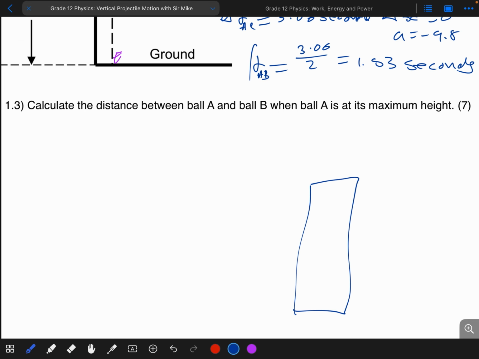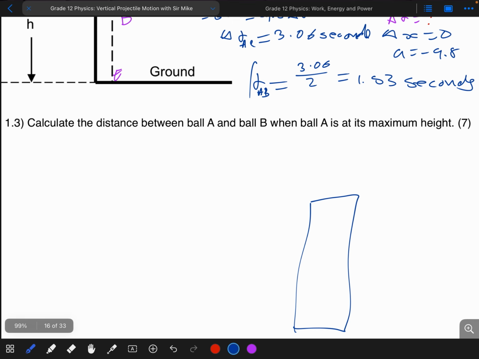So in this case, we have ball A. They want the distance between ball A and B when ball A is at its maximum point. Remember that when object A was projected upwards, at the same time object B was traveling downwards. So what they want is the distance between ball A when it is at its maximum height and ball B.